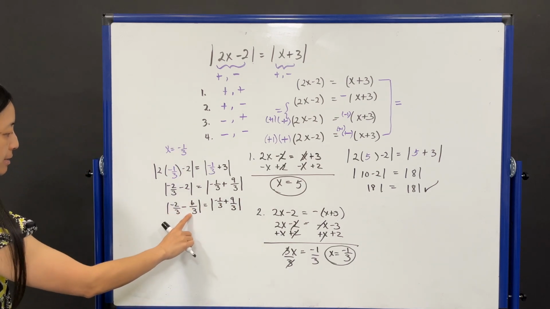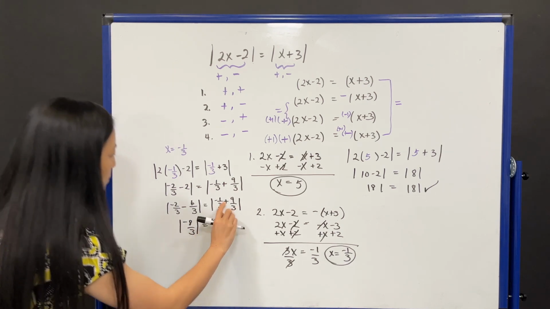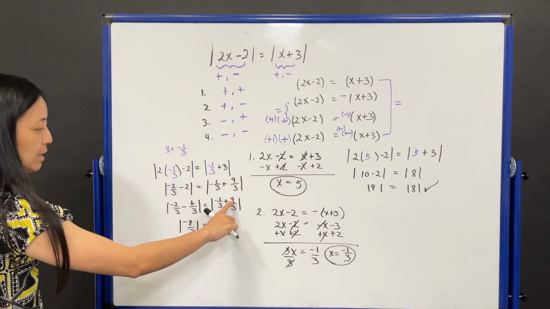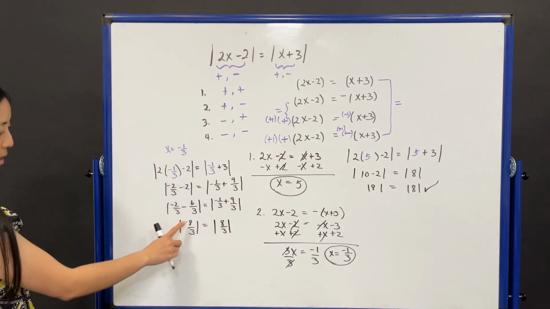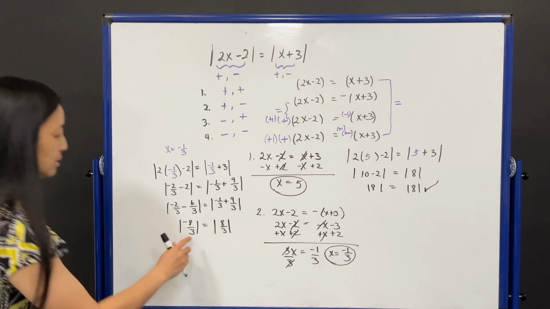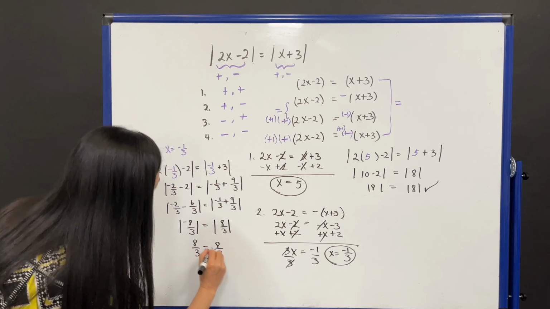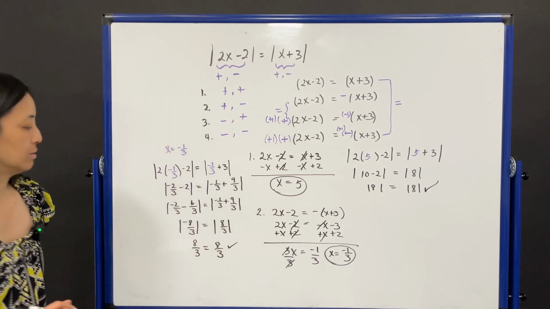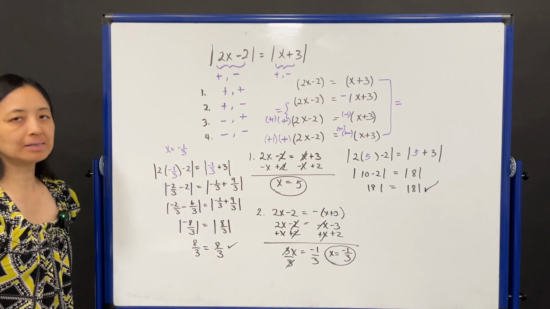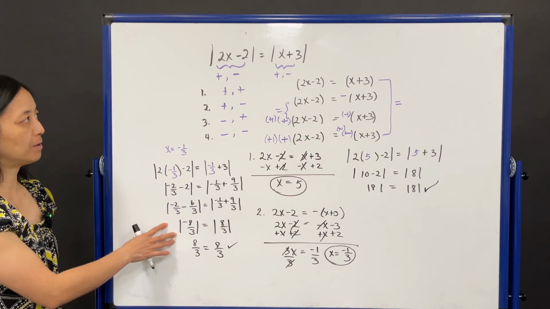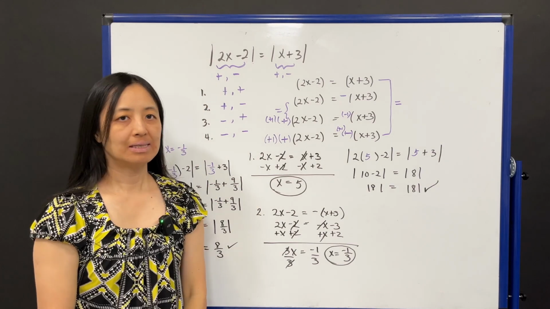Negative 2/3 minus 6/3 is going to give us the absolute value of negative 8/3. This is equal to the absolute value of negative 1/3 plus 9/3, which is 8/3. And the absolute value of negative 8/3 is going to give us positive 8/3. So it is equal, and that solution is also right. Both of these solutions are valid, but that's not always the case, so we always need to verify by plugging the solutions back into the original equation. That's it for this problem.